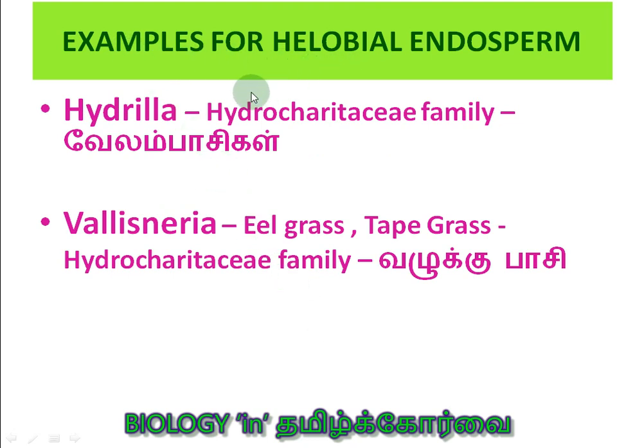Examples for helobial endosperm: Hydrilla, Hydrocharitaceae family. Both of them are water plants, I told you. That is the reason the family name starts with hydro. You can easily identify that hydro means water. Hydrocharitaceae: Hydrilla, and Vallisneria, also known as tape grass in English, because its leaves are tape-like, or eel grass. Eel is a type of fish. It gives the appearance of a ribbon-like structure, so that is the reason it is called eel grass also.